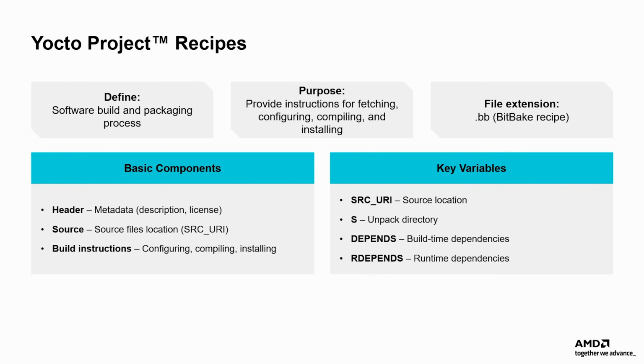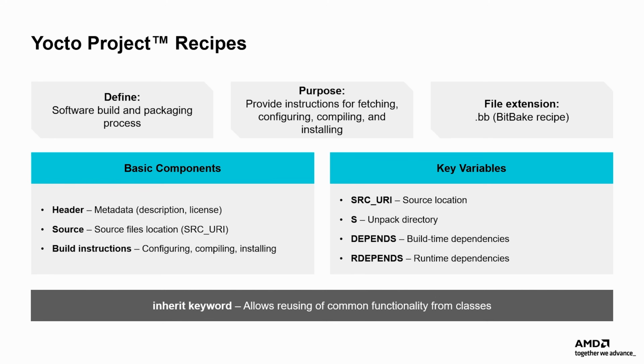Key variables in recipes include SRC_URI, which specifies the location of the source code, and S, the directory where the source code is unpacked. DEPENDS lists the build time dependencies, while RDEPENDS lists the runtime dependencies. The inherit keyword allows the recipe to inherit common functionality from classes.